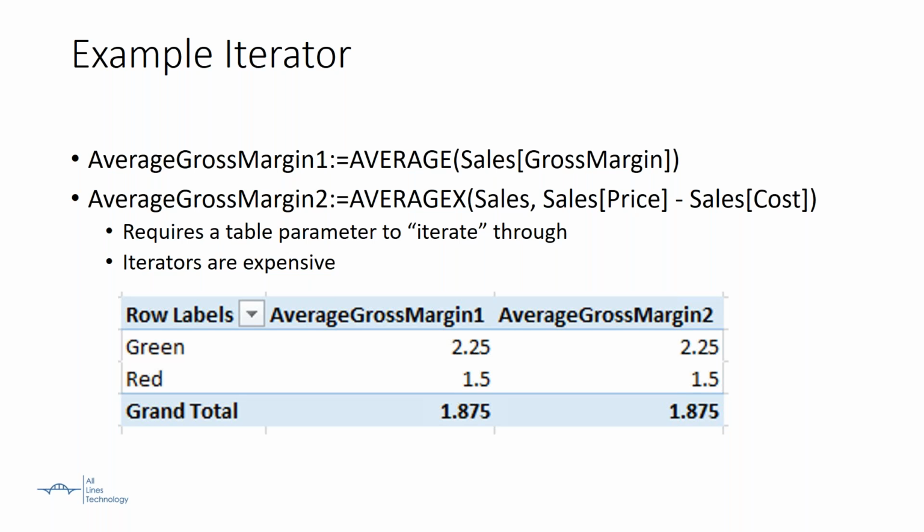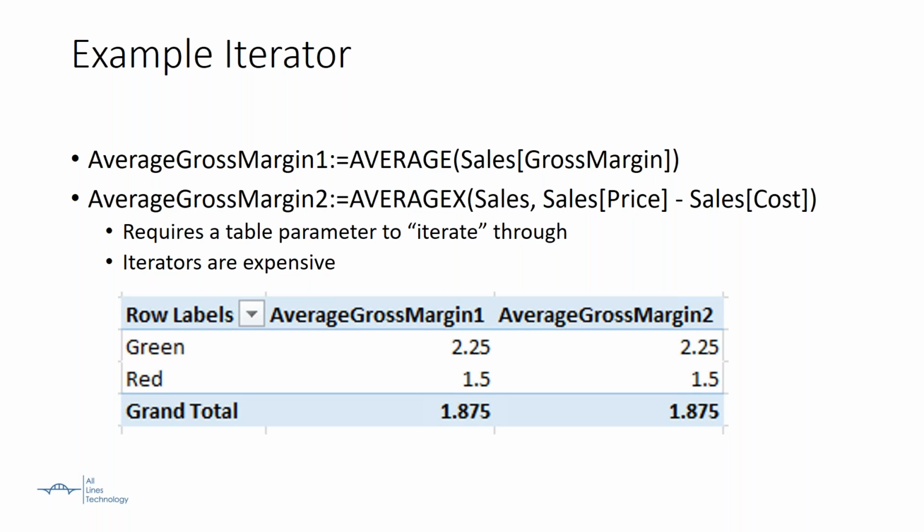And all that means is we're going to take in a table now and an expression. And then we're going to aggregate it based on which type of aggregate function you're using. So for the second example, we're taking the sales table. We're going through each row in the sales table. And then we're calculating price minus cost. And then we're going to take all of those results and we're going to apply an average to it. So that's how an iterator works.